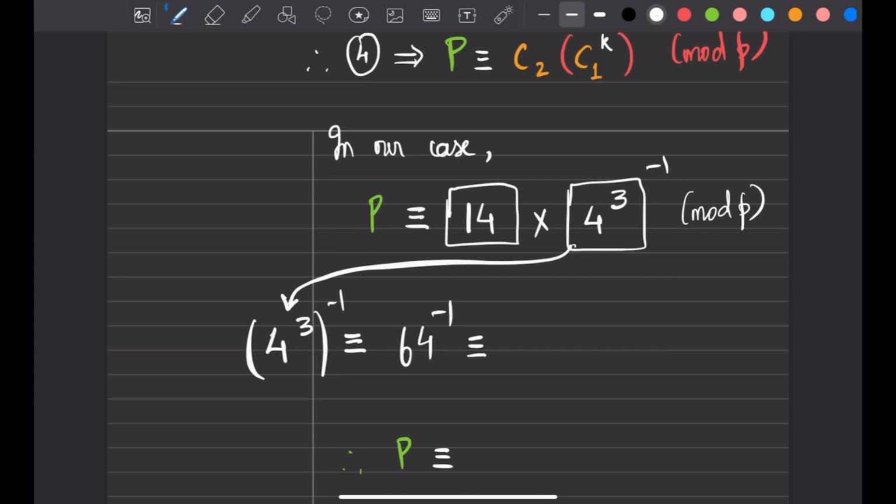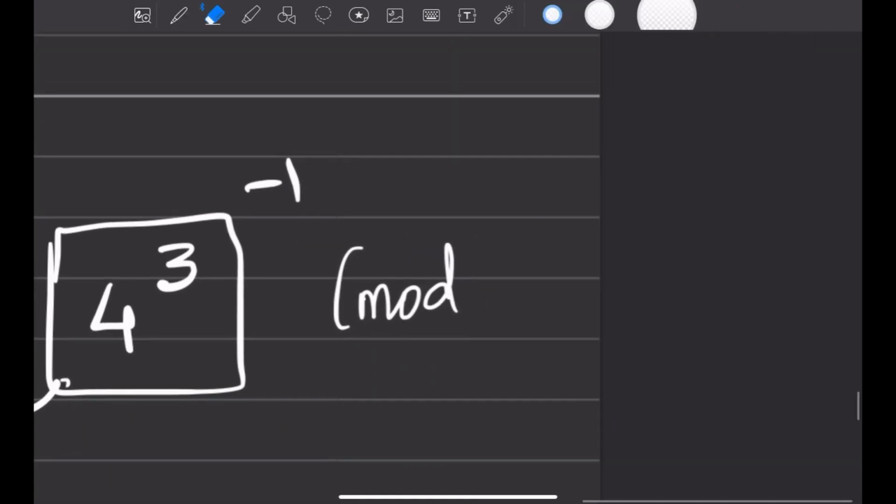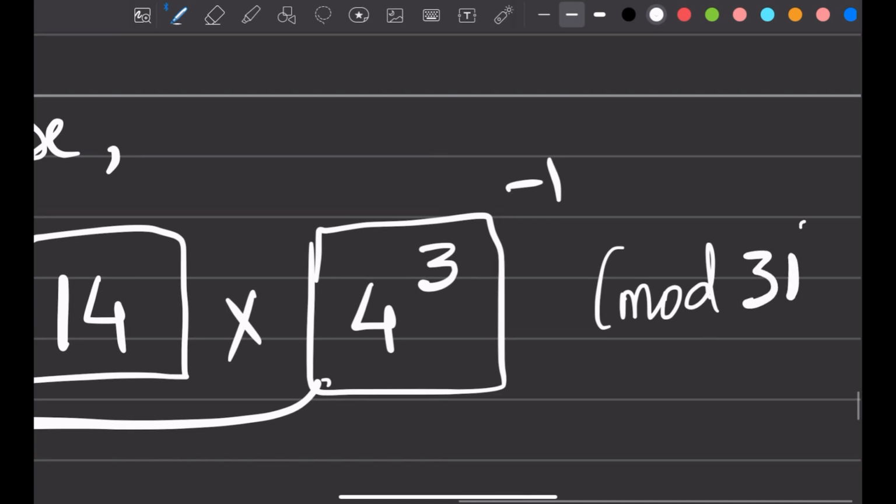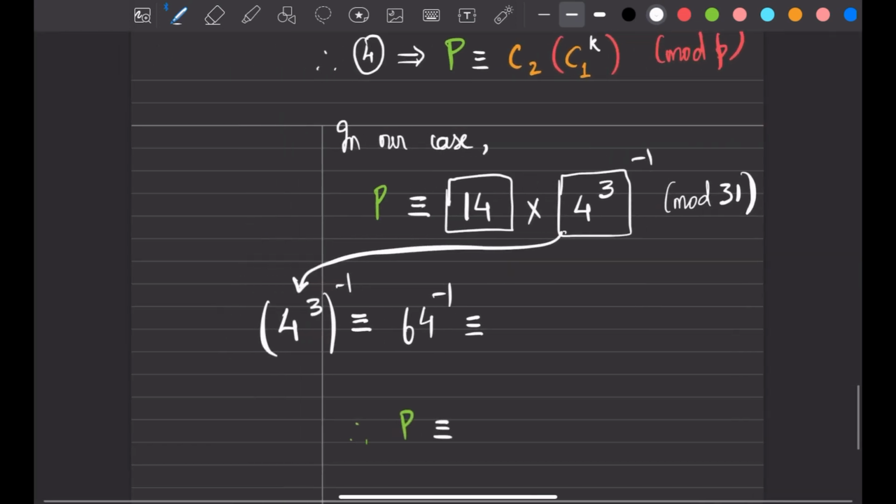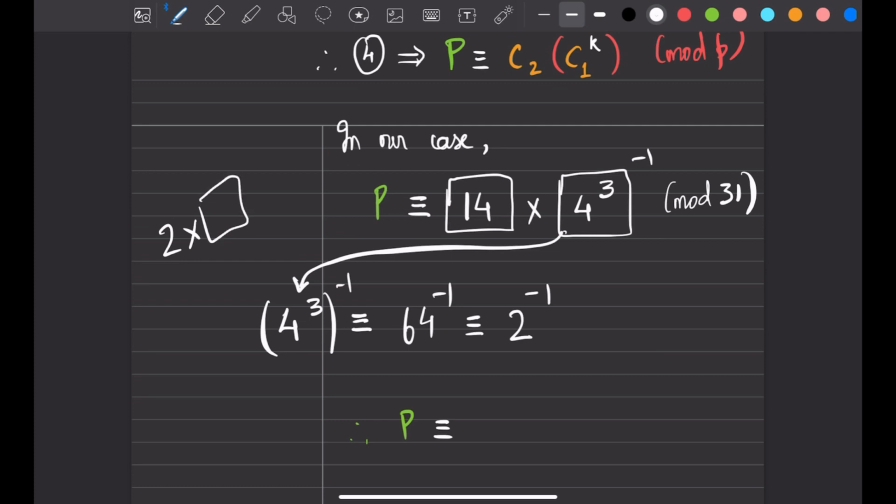But now let us make this 64 smaller. If you remember, the modulo that we are talking about here is 31. And 64 is way beyond 31. Let us write down the residue of 64 modulo 31, which is nothing but 2. So 64 inverse is actually same as 2 inverse. I need to find out a number which when multiplied to 2 gives me 1 modulo 31. This is called the inverse of 2 modulo 31.